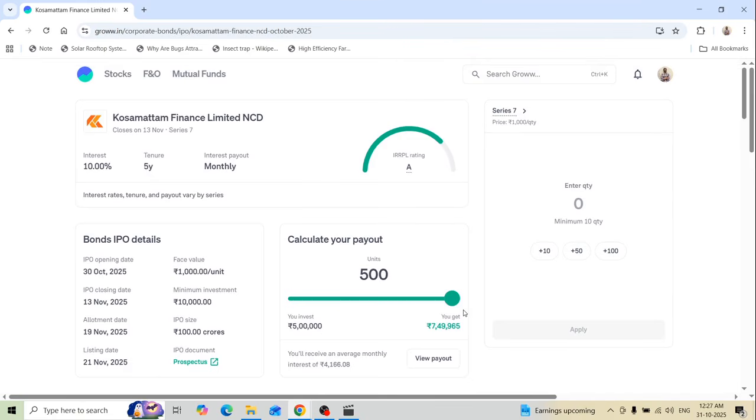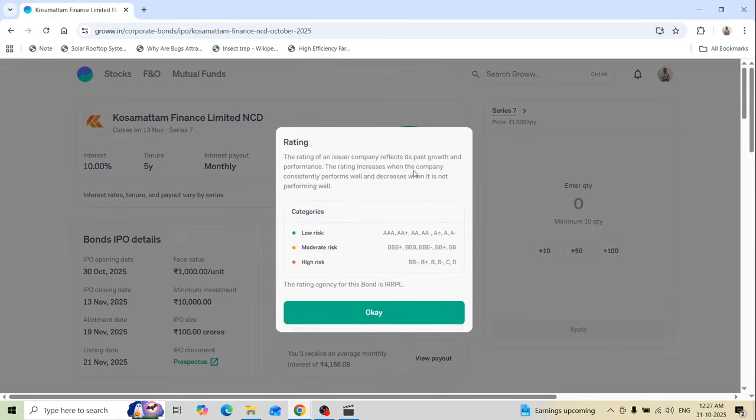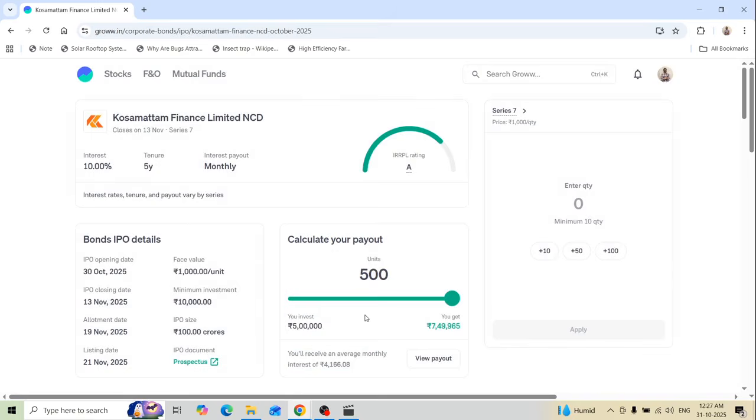The two bonds available in the market are from totally similar types of companies, but the difference is that this bond has a rating of A, which is low risk. The previous bond video which I discussed had a rating of triple B minus, which is moderate risk. Depending on the risk level, the interest you earn will vary. So low risk, low interest. Moderate risk, medium interest. High risk, high interest will be provided by the companies. So based on your interest, you can invest in these bonds.